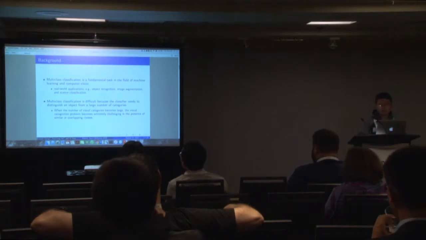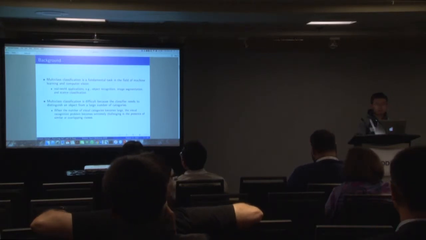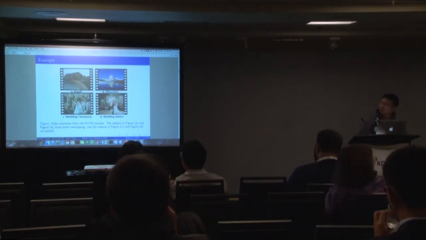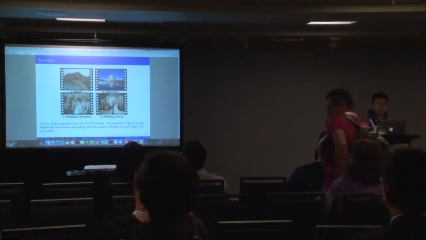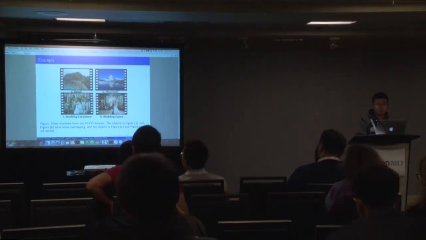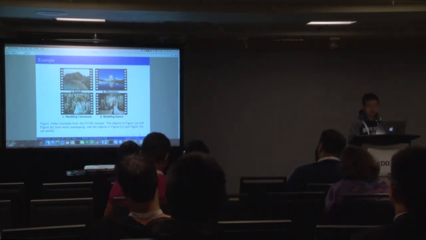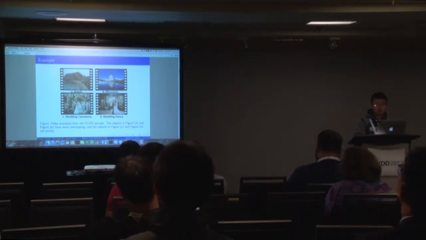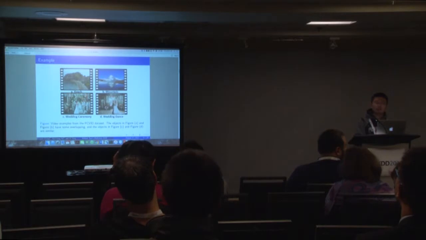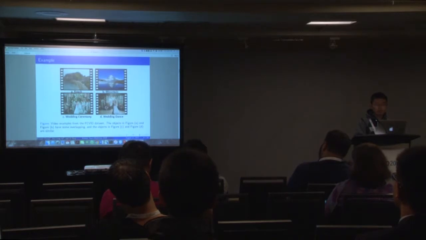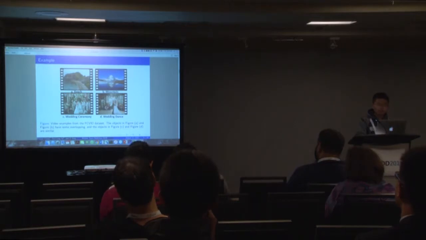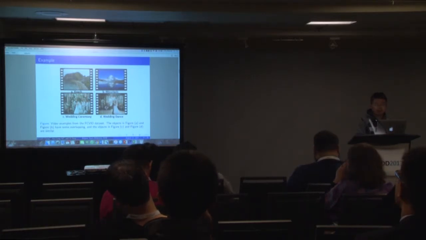In the next slide, we will show an example of the similar or overlapping classes. These are some video examples from the FCVID dataset. This is a dataset from Fudan University. From this, we can see that figure A is a class of beach, and figure B is a class of mountain, and figure C is wedding ceremony, whereas figure D is wedding dance. We can see that figure A and figure B have some overlapping, and the classes in figure C and figure D are similar.